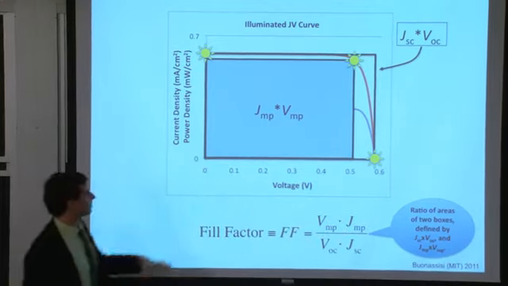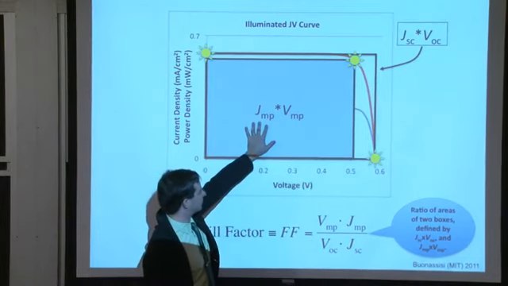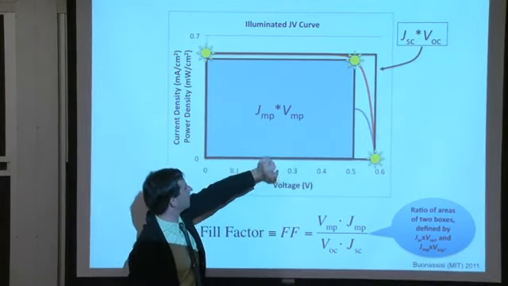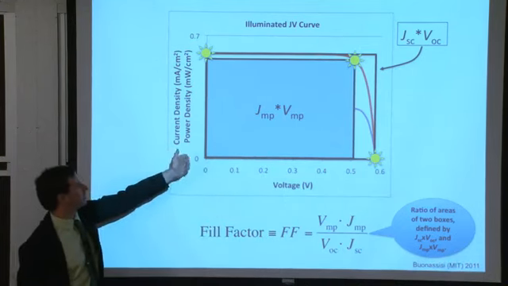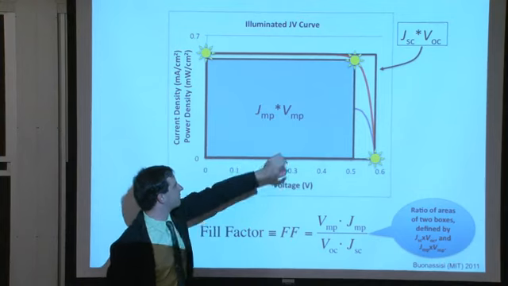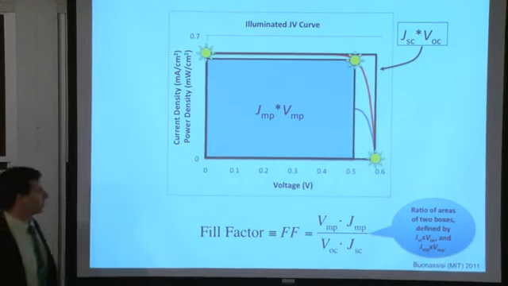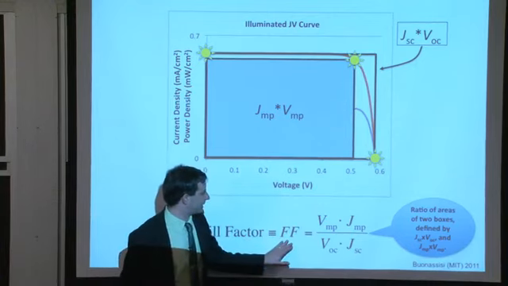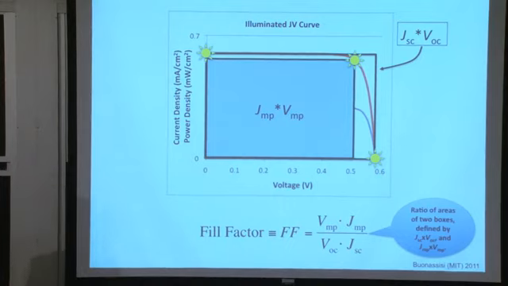this blue box is smaller than this clear box right over here, and so the JMP VMP product is less than the JSC VOC product. And by consequence as well, the JMP is less than JSC, VMP is less than VOC. So the ratio of the two boxes is defined as the fill factor. The fill factor indicates the quality of your diode.